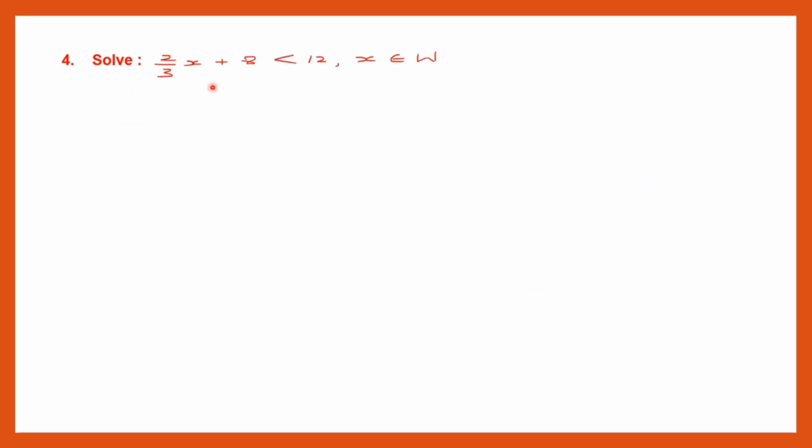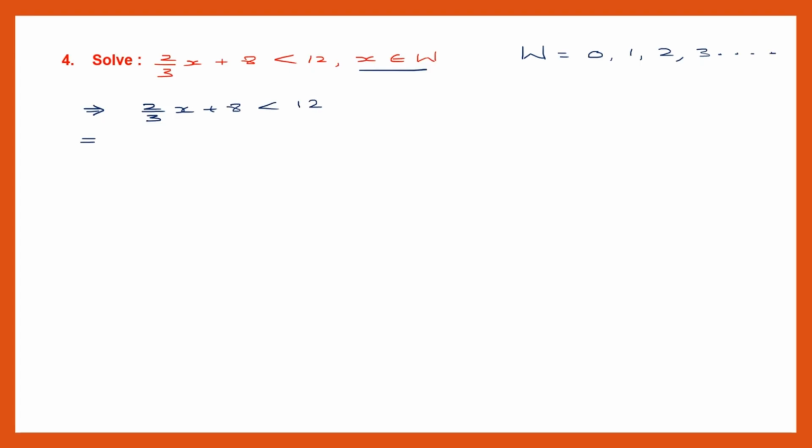Question 4: 2 by 3x plus 8 is less than 12, and x belongs to whole numbers. So what are whole numbers? Whole numbers are numbers that start from 0: 0, 1, 2, 3 and so on. These are all whole numbers. So this part we have written here. Now let's solve this: 2 by 3x plus 8 is less than 12.